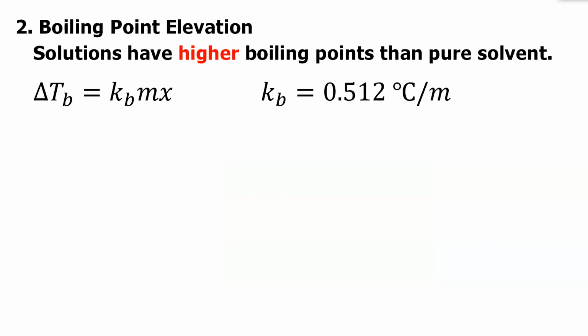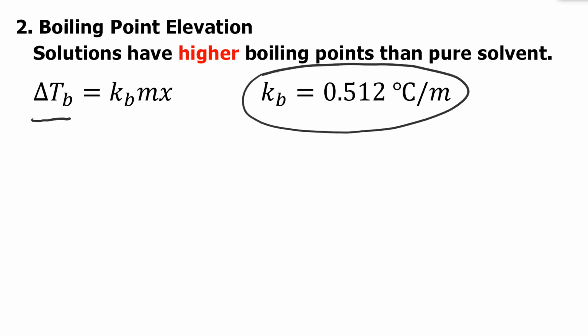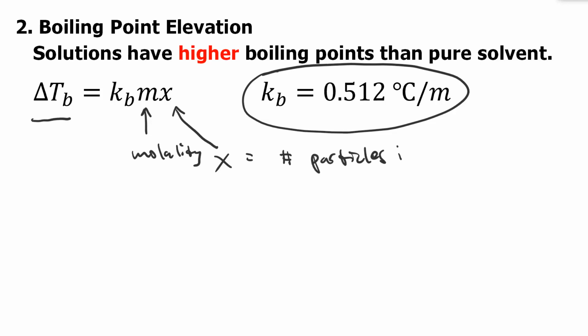So a solution of a non-volatile solute in a liquid solvent will always have a higher boiling temperature than the pure solvent. And you can calculate the change in boiling temperature by just using this equation. Delta T, the change in boiling temperature, equals Kb, that's the boiling point elevation constant, 0.512 degrees Celsius per molal, times the molality, times X. Now, what is X? X is the number of particles on the right-hand side of the solution equation.